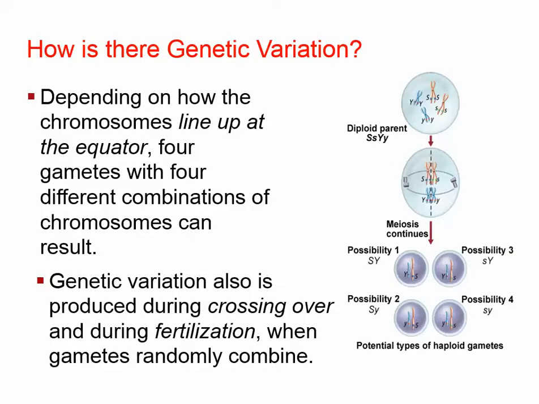So there are 2 places where this genetic variation can occur. One is it depends on how they line up at the equator. 4 gametes with 4 different combinations can result, depending on how they get split apart. And then you also have genetic variation during crossing over. And then fertilization is another type of genetic variation because it depends on which sperm and which egg form the zygote.